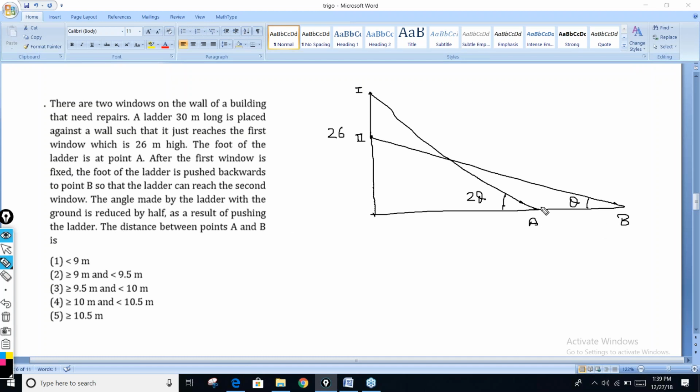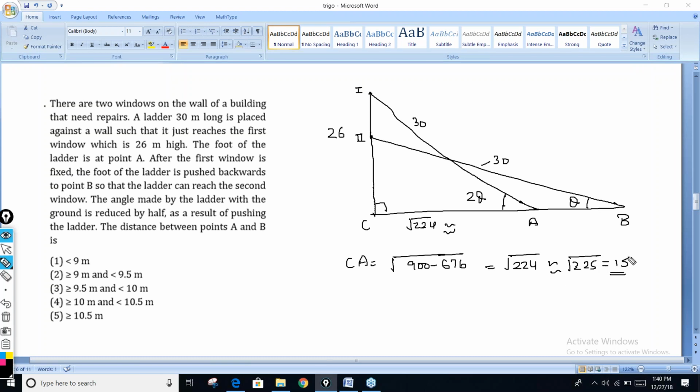The distance between point A and B is, now some distances are given, ladder length is given, that is 30. So that is also 30. Now in this triangle, if this is 30, this is 26, can you tell me this CA? What is CA? CA is 900 minus 676, 30 square minus 26 square. So that is 224. So CA length is root 224. And if you take the approximate value, it is root 225. And root 225 is 15. So rather than taking 224, I am going to take 15. So what is the length of CA?